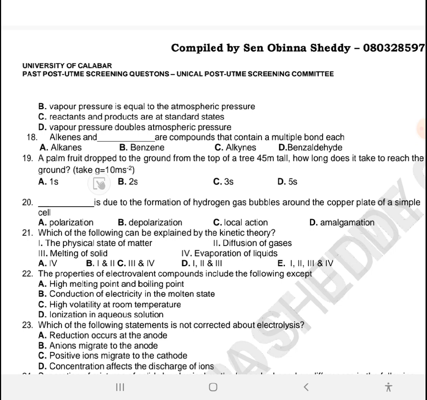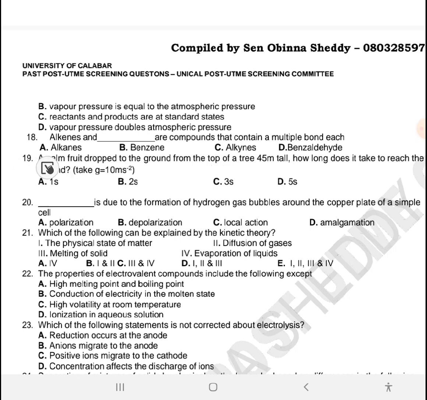Number 18, alkenes and dash are compounds that contain multiple bond. Alkenes and alkynes. This one, option C. So alkenes, E-N-E, contain double bond, while alkynes contain triple bond.